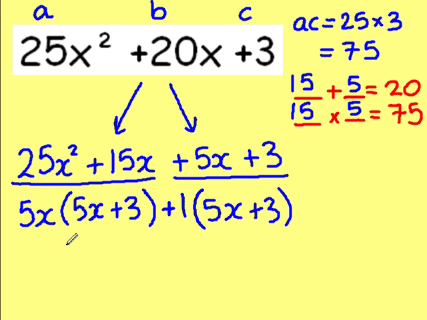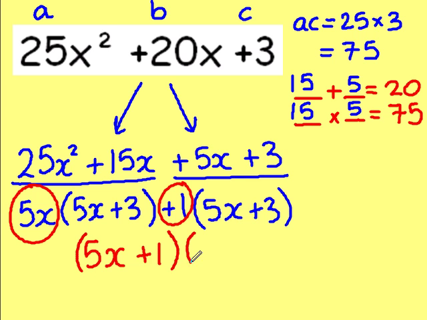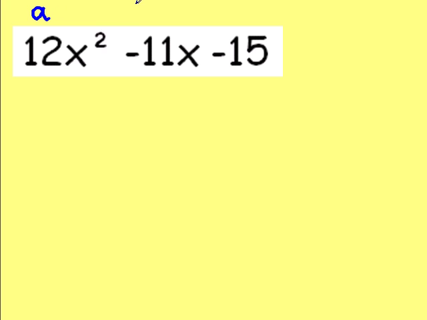So in factorised form, pulling out my factors, 5x plus 1 in one bracket and 5x plus 3 in my second bracket. A is 12, B is minus 11x, and C will be minus 15. So the AC number will be 12 multiplied by minus 15. 12 times minus 15 is minus 180.